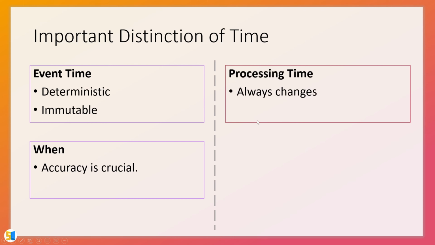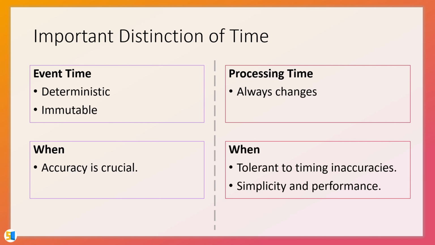Processing time always changes. It is not deterministic and it is mutable. Use processing time when the application is tolerant to timing inaccuracies, and simplicity and performance are more crucial factors than the exact ordering or timing of events. So processing time is better in performance, but it does not have higher accuracy.